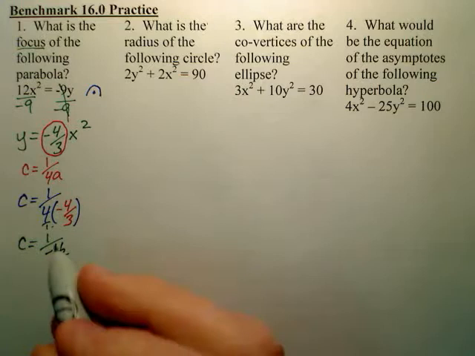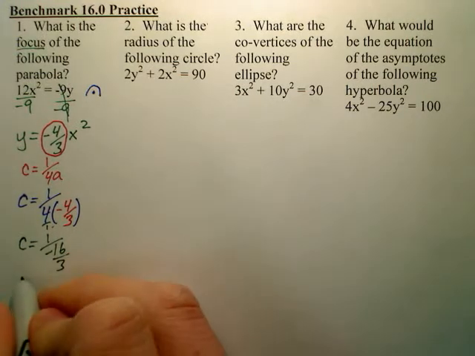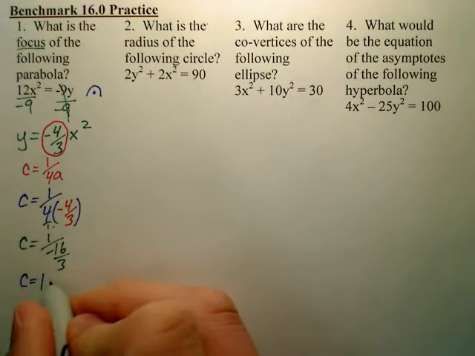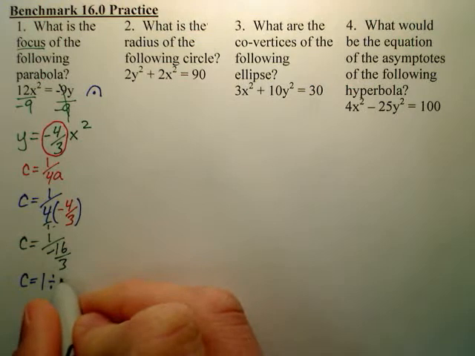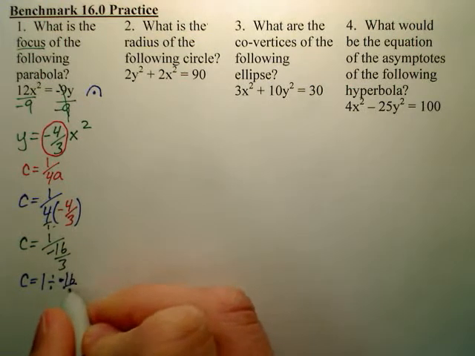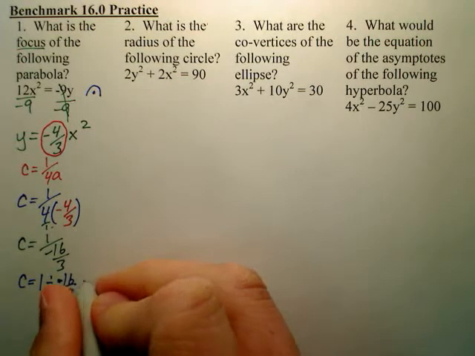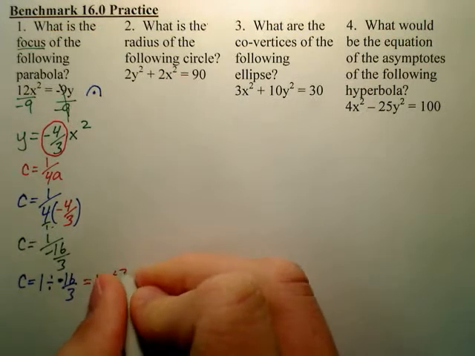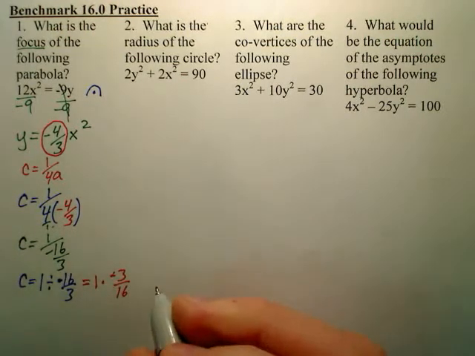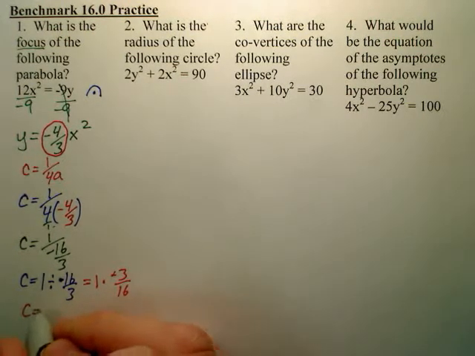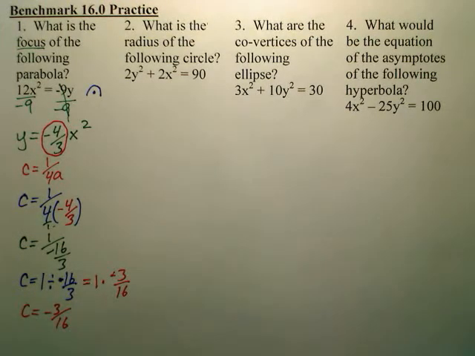And when you divide, you flip and multiply, so it looks something like this. 1 divided by -16 over 3, and then you flip and multiply, so it actually ends up being 1 times -3 over 16. So in the end, you get c equals -3 over 16.